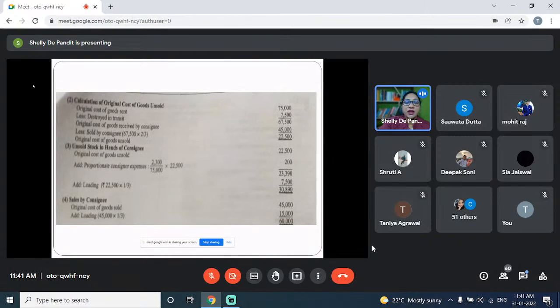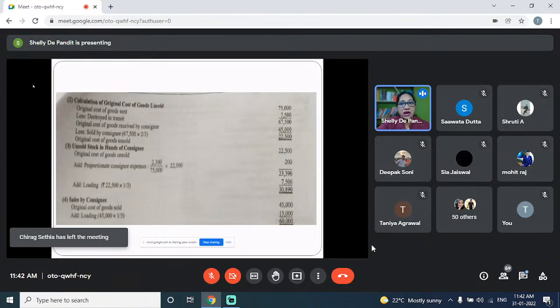Now, how to find out the closing stock? Sold out goods, that is also cost 45,000. So original cost of goods unsold stood as 22,500. As there is no normal loss, simply we have deducted the goods lost in transit and the sales. But all these are in terms of the cost, not the IP. We will find out the IP later.